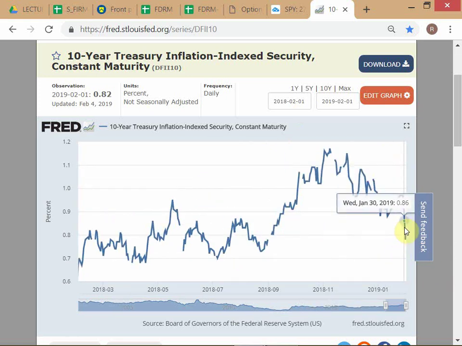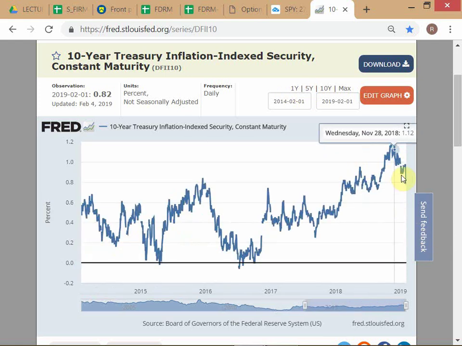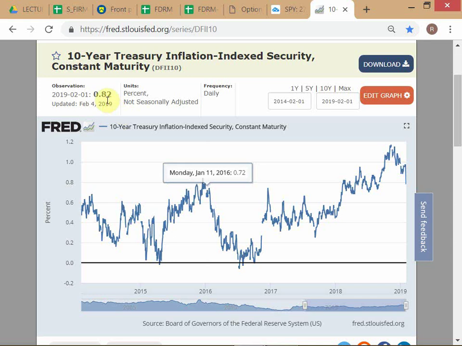What is the data here? Okay, 30th Jan is more or less current. Now we can look at even 5 years. All right, so you can see the current figure is around, this is February, 0.82. Essentially you can see the TIPS yield is 0.82. So how do you interpret the TIPS yield?